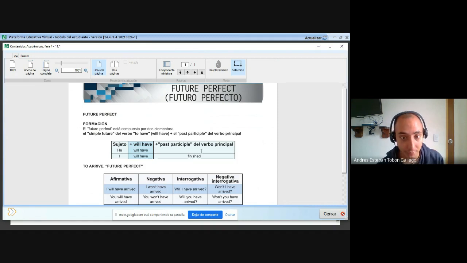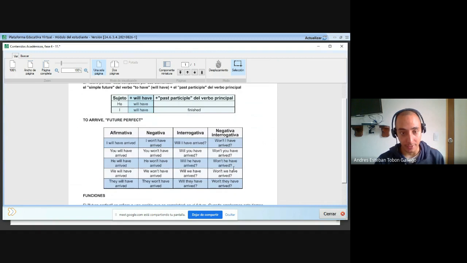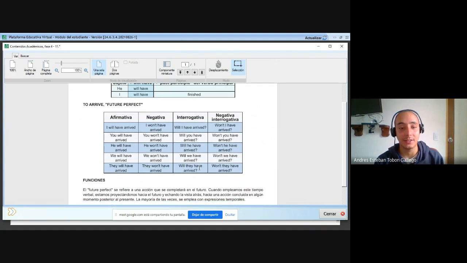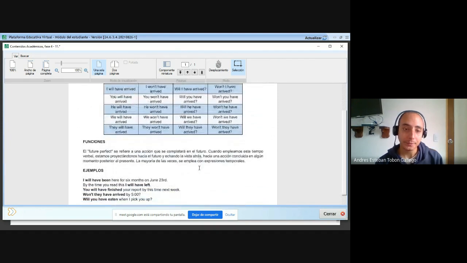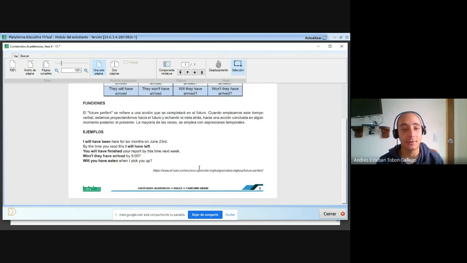Depending on the purpose, you will organize the information as affirmative, negative, interrogative, or negative interrogative, okay? Here we can observe the structures depending on our purpose and the specific ideas that we want to transmit. The functions: we are talking about actions that will be finished in the future, okay? When we use this verb tense, we are talking about a projection in the future. We are analyzing some issues that happen and trying to look for what is going to happen after that.